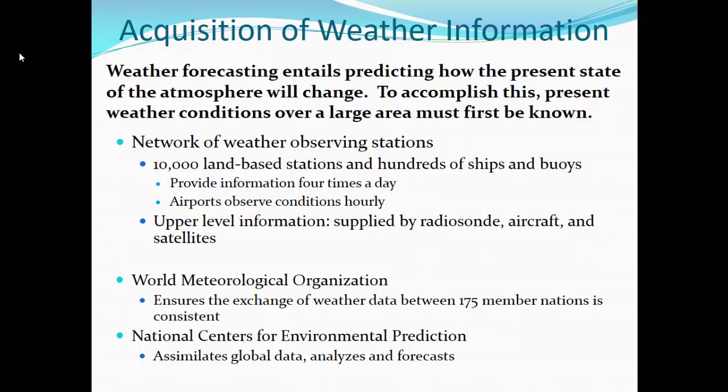So in order to accomplish that, you have to know what the present weather conditions are, but not just for where you are. You have to know them for a very large area. And in a real world scenario, the best forecast can only come if you understand what's happening in the present state of the atmosphere across the entire globe. Now, how do we get that information?